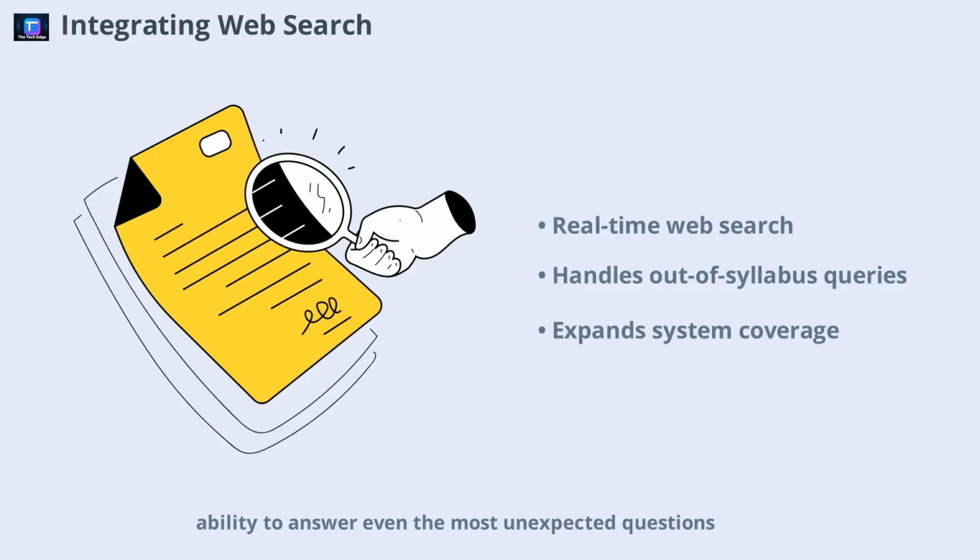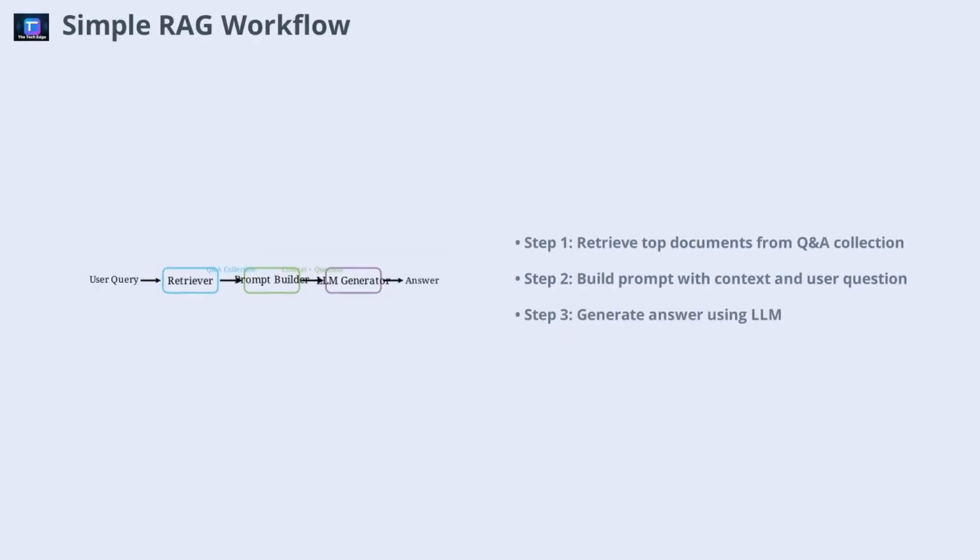The traditional RAG workflow is straightforward. The system retrieves relevant documents from the medical Q&A collection, builds a prompt by combining the context with the user's question, and then generates a response using the language model. This process is implemented using LangGraph's state graph, with nodes for retrieval, prompt building, and generation. While effective for in-syllabus questions, this approach struggles with queries outside the dataset.